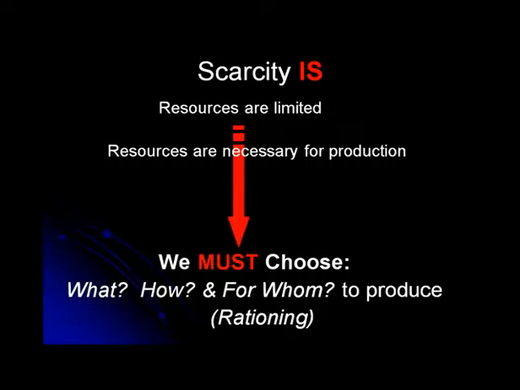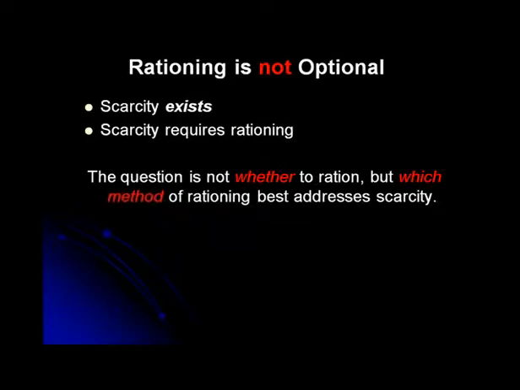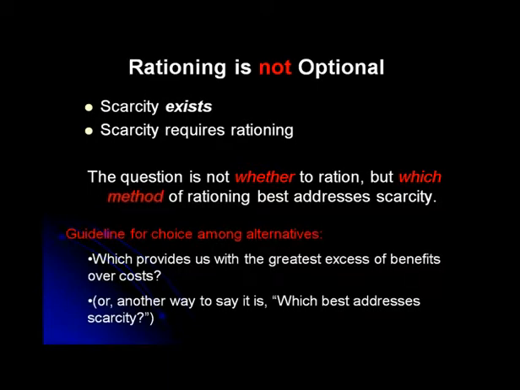In our textbooks, those larger choices are usually presented as a trilogy of questions that face every economic system: what, how, and for whom to produce. Economists call this process rationing, and like scarcity, in fact, because of scarcity, it's not optional. This means that the operative question is not whether to ration, but how best to do so. We have lots of options, and the best way to evaluate them is by how well they address the fundamental problem. We have to ask ourselves, which method of rationing best addresses scarcity?